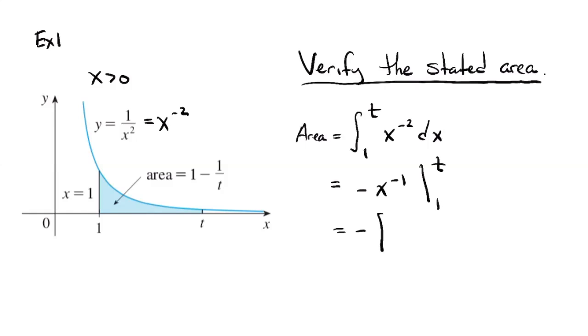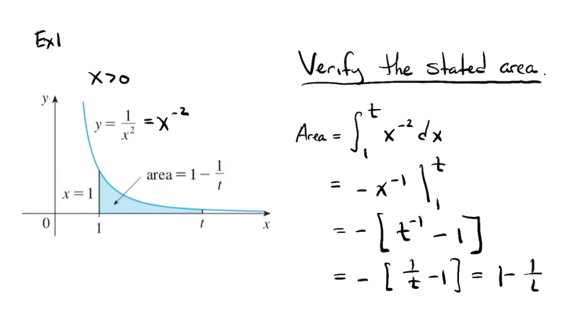So I'm going to leave the minus sign out front, and I'm plugging in t for x. You know, t is an unspecified value, but it's still my upper limit of integration. So when I evaluate that at t, I get t to the negative 1, and then I subtract evaluating at 1. That's just a way of writing 1 over t minus 1, and if I distribute my minus sign, sure enough, we verified the formula. The area of that thing is exactly 1 minus 1 over t.